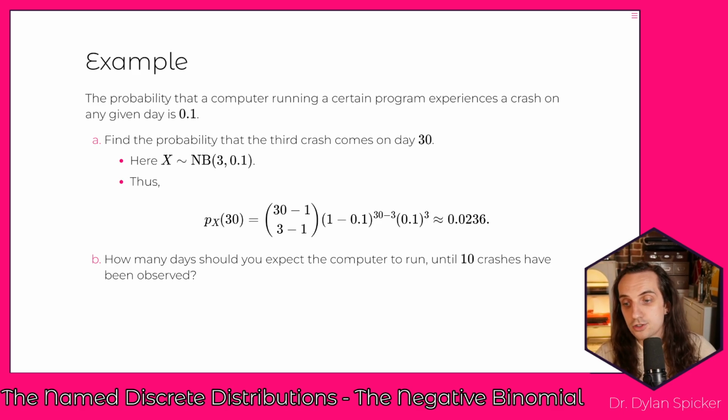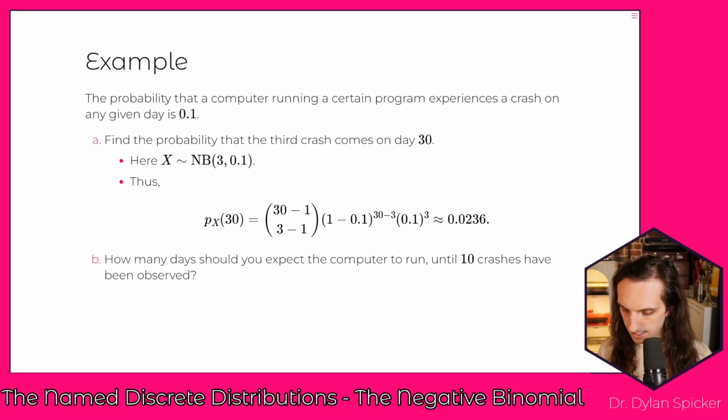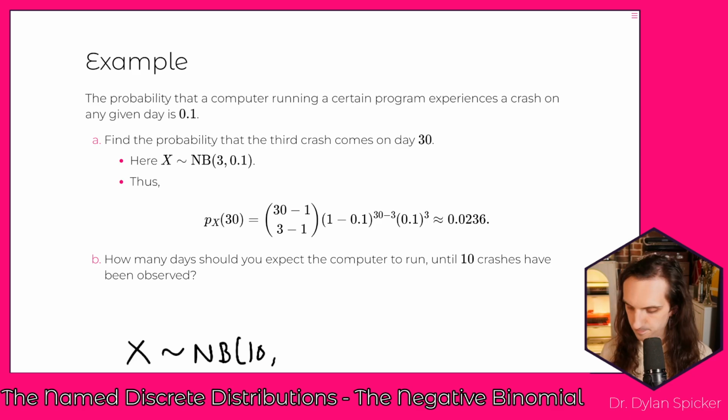Now, how many days should you expect the computer to run until 10 crashes have been observed? So here, we're still dealing with a negative binomial, but no longer are we looking at r being 3. Here we want r to be 10, right? And so here, x is going to be negative binomial. The success probability has not changed, right? But r is now 10. Success probability is 0.1. And the expected value of x is going to be r divided by p.